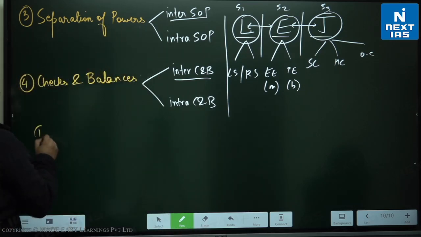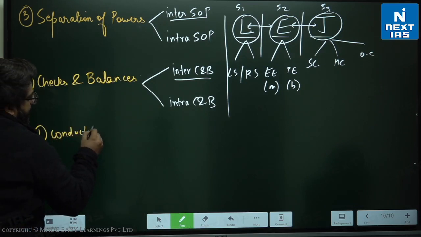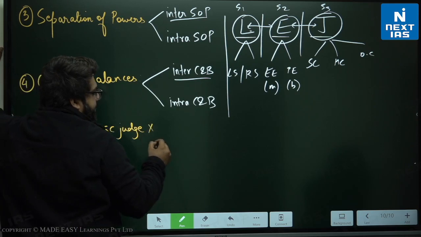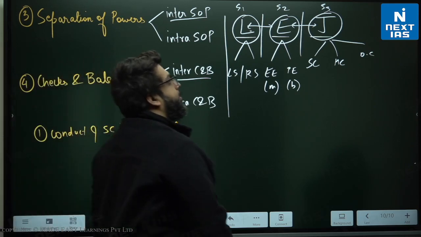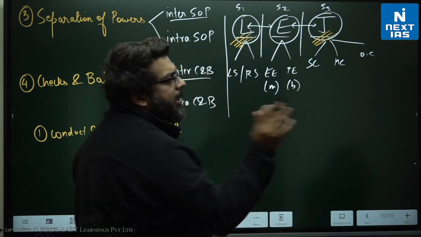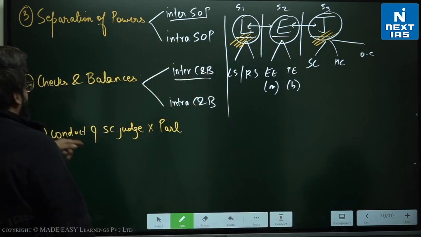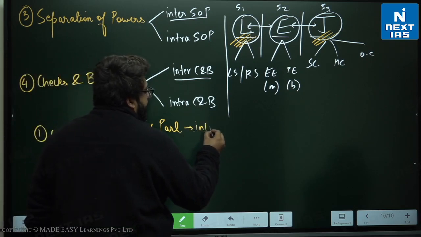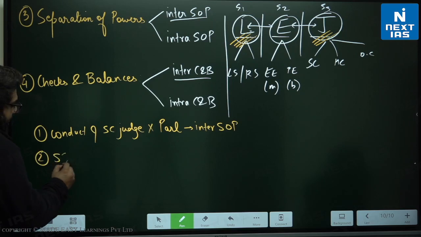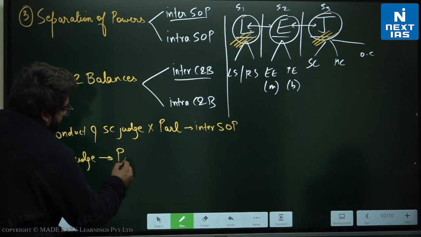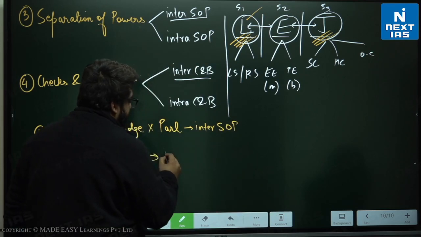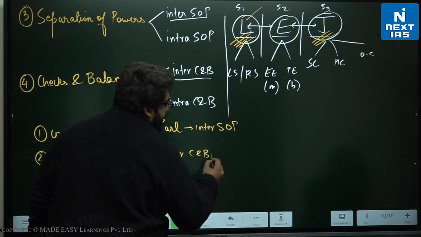For example, the conduct of a Supreme Court judge cannot be discussed on the floor of the parliament unless, of course, you're removing the judge. Ordinary cases you can't. What is this? This is because of inter-separation of powers. A Supreme Court judge can only be removed by the parliament. जज को सिर्फ पार्लियामेंट निकाल सकता है. This is nothing but inter checks and balances.